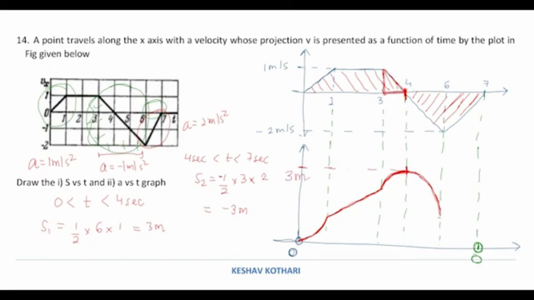Now after 6 seconds the acceleration is positive but the velocity continues to be negative, so it is going to be a graph like this and the displacement becomes 0 at the 7 second mark. So it is important to understand the nature of the displacement time graph, which is constantly changing at different time intervals.